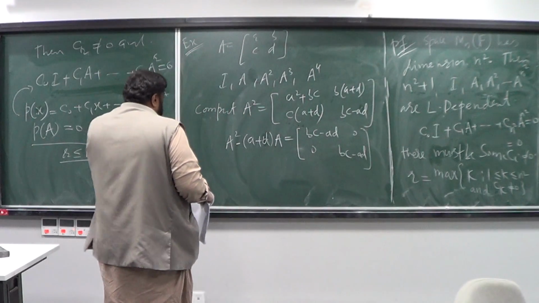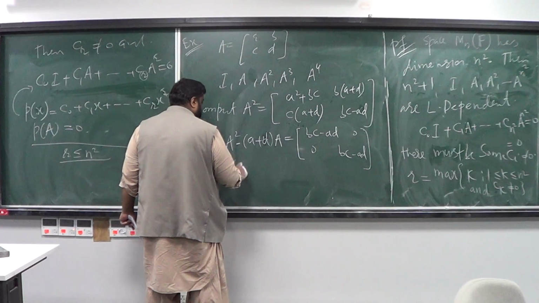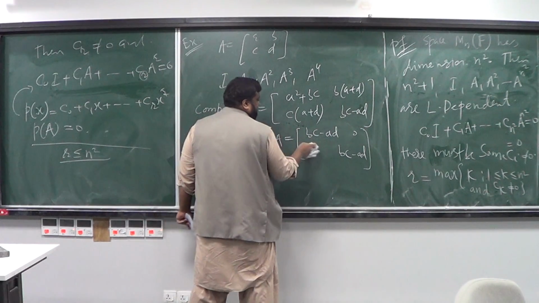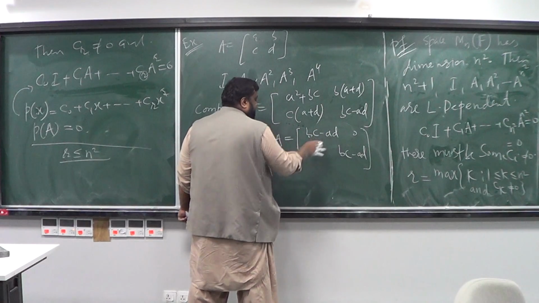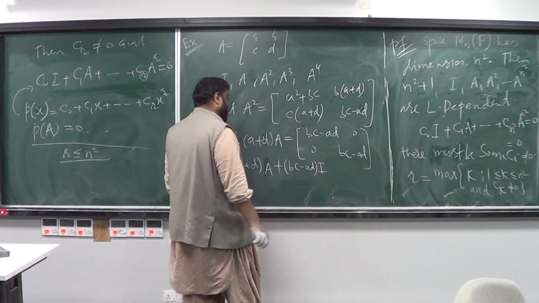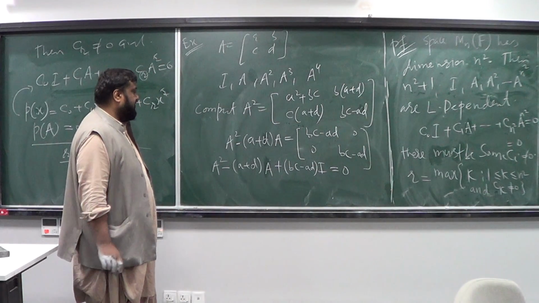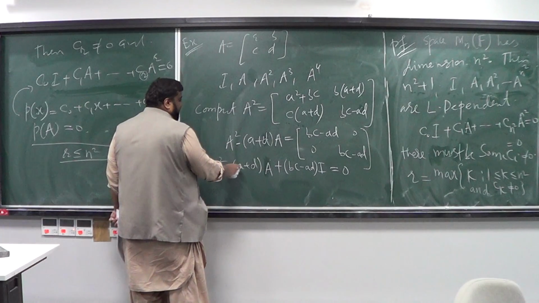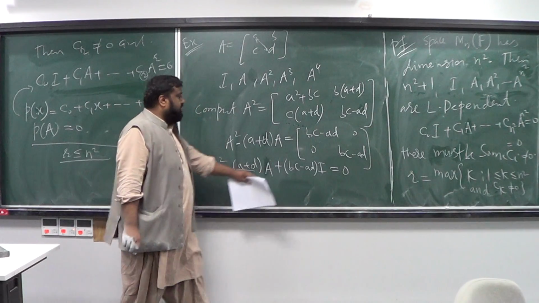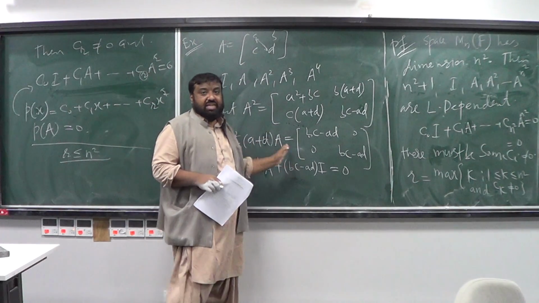So from this I can guess that if I take A square minus A plus D times A, and this is BC minus AD multiplied by the identity matrix, this is equal to 0. But if you see, this number A plus D is really the trace of the matrix A, and BC minus AD is really the determinant of the matrix A.